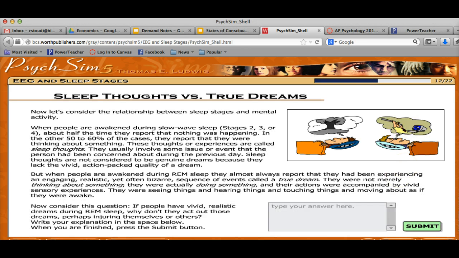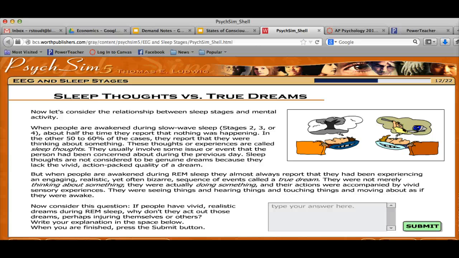It says, now let's consider the relationship between sleep stages and mental activity. When people are awakened during slow wave sleep, in other words, stage 2, 3, or 4, about half the time they report that nothing was happening. In about the other 50 to 60% of the cases, they report that they were thinking about something. These thoughts or experiences are called sleep thoughts. They usually involve some issue or event that the person had been concerned about during the previous day. Sleep thoughts are not considered to be genuine dreams because they lack the vivid, action-packed quality of a dream.